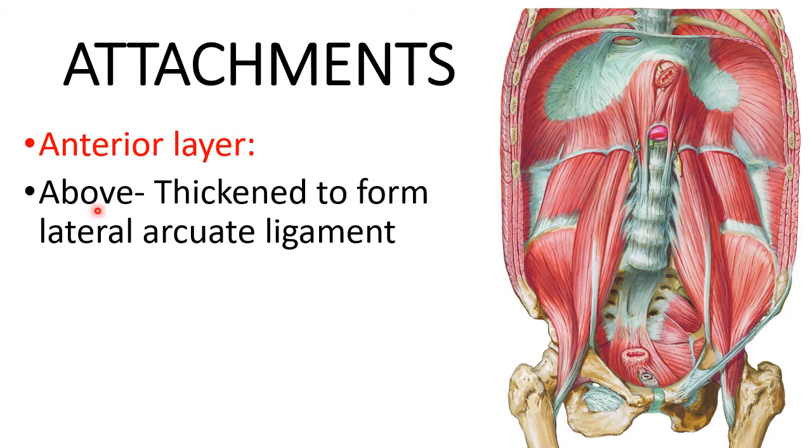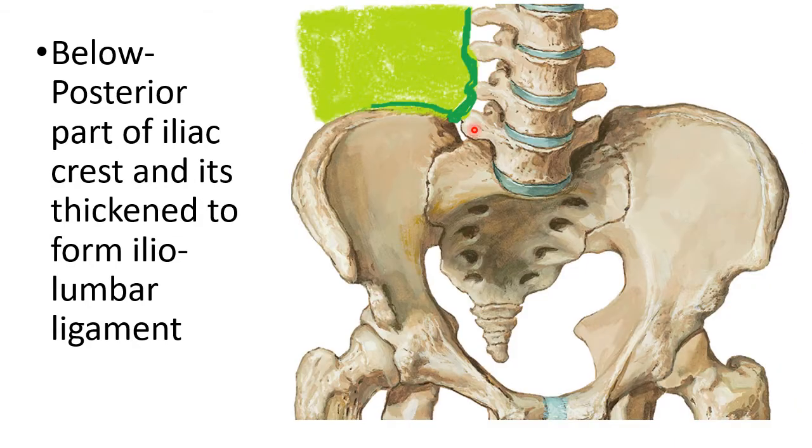The anterior layer is going to thicken above, and it forms a ligament called the lateral arcuate ligament. On the screen you can identify it over here. So this ligament has been formed by the anterior layer of the thoracolumbar fascia, and below, it extends down and reaches the posterior part of the iliac crest, and it is thickened to form the iliolumbar ligament.